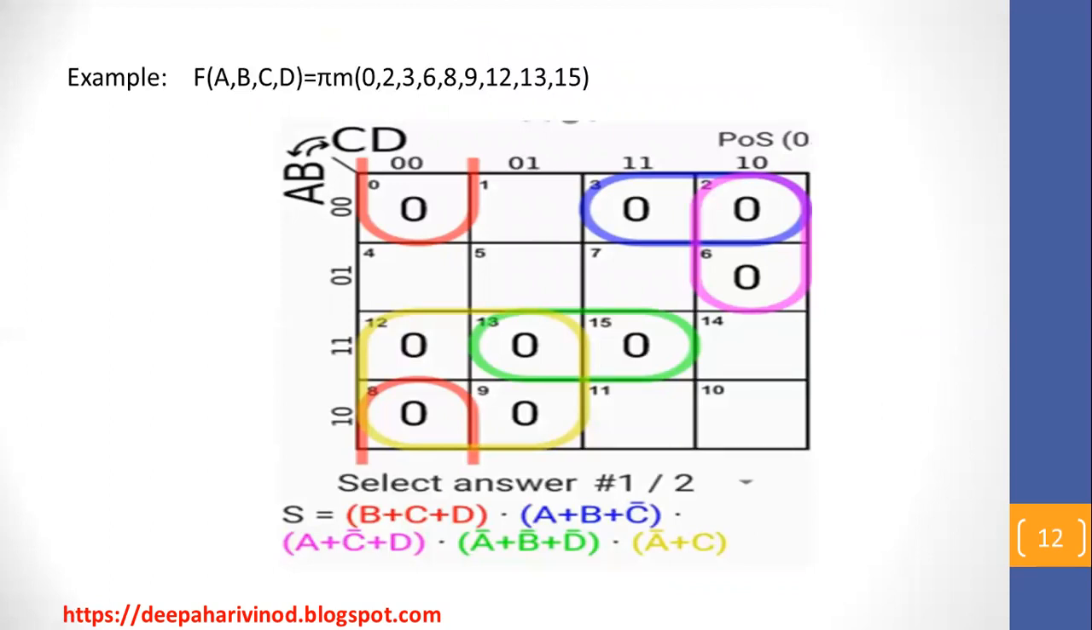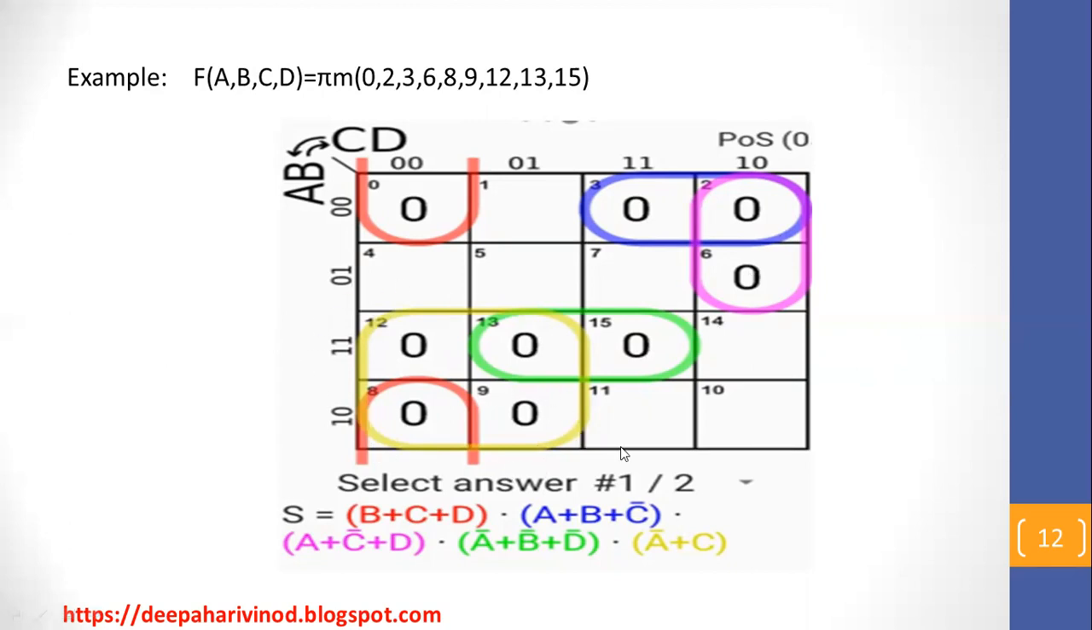Now, taking one more example in case of POS. See here the function is given. Always POS we will notate with pi of m 0, 2, 3, 6, 8, 9, 12, 13, 15. When we are given these maxterms, we have to mark them with 0. So 0, 2, 3, 6, then 8, 9, 12, 13, 15 will be 0. Now we have to group them and check for 4 zeros together. Here we have 4 zeros together.